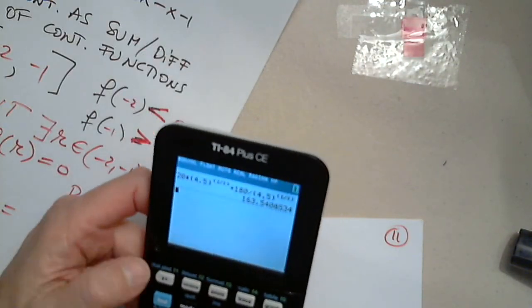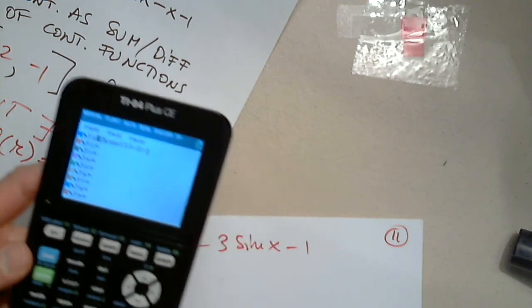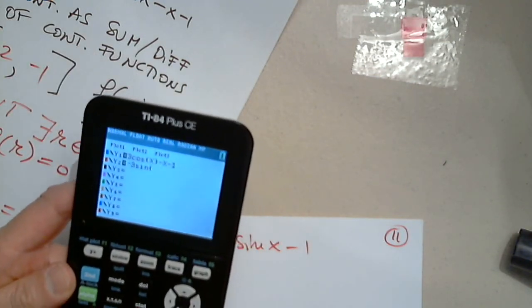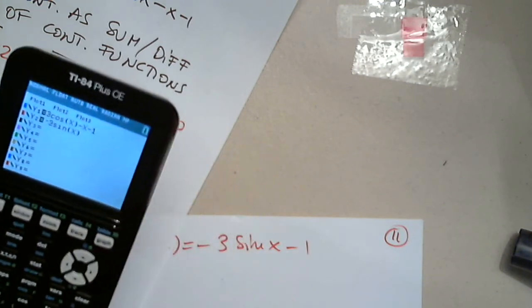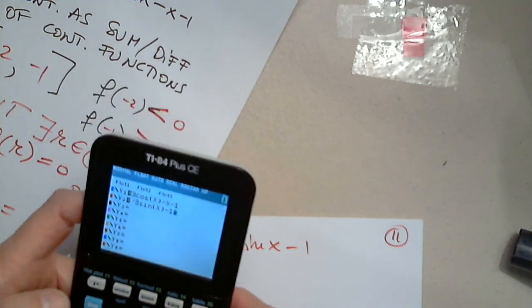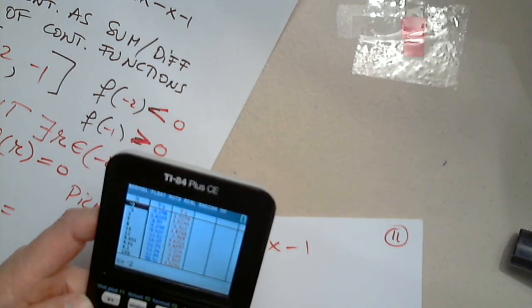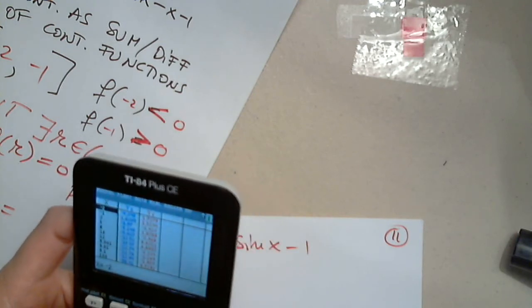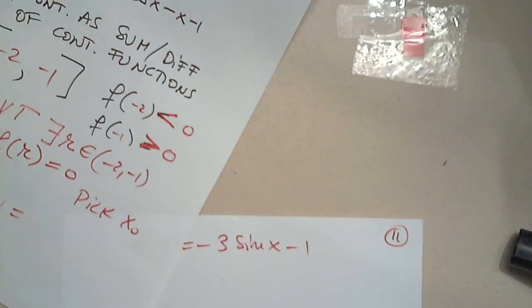I can start anywhere I want. So I'm just going to put the second function. I don't want to delete what I have. So negative 3 sine x, and then minus 1. And go to second in calc, second in table. And at negative 2 is 1.7, and negative 1 is 1.5. The function in red was a derivative.